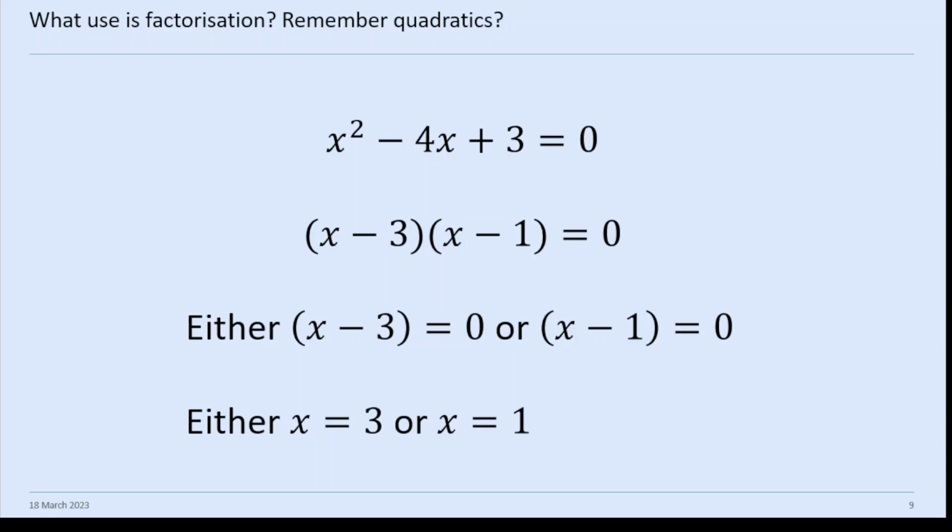If they multiply together as 0, that means that either x minus 3 is 0 or x minus 1 is 0, because if two things multiply together as 0, one of them must be 0. So either x minus 3 is 0 or x minus 1 is 0, which means that either x is 3 or x is 1. And we can check this. If you pop 3 back in, you get 9 minus 12 plus 3, which is 0. And if you pop 1 back in, you get 1 minus 4 plus 3, which is 0.